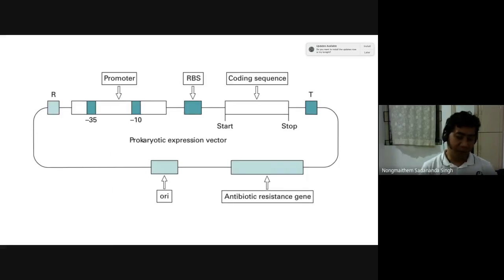So now, if you want to express a protein of your interest in, for example, a prokaryotic expression vector, what all elements do you require? That's very, very important to look at. Okay. Every vector, plasmid vectors or other vectors, needs an origin of replication. Here we are talking about plasmid. Origin of replication is required. For our convenience, we need a resistance marker. Most of the time we are using an antibiotic resistance marker. And then you have the restriction enzyme sites.